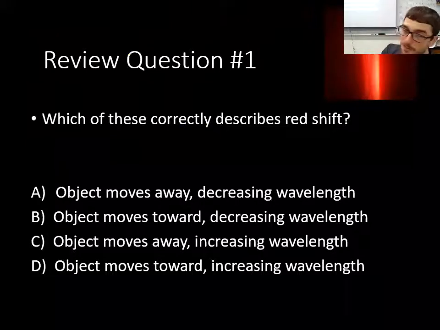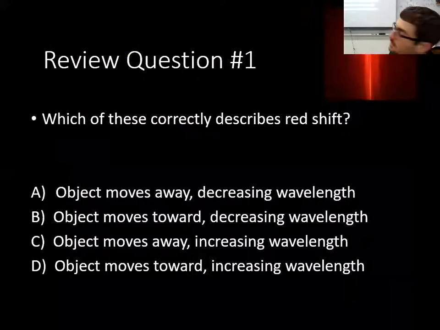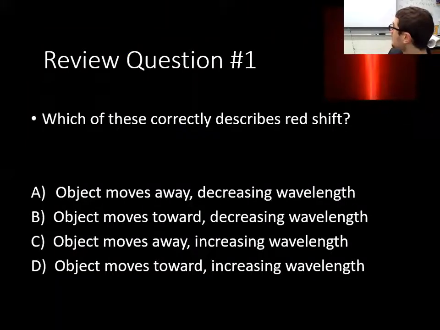All right. Here's our first practice question of the day. Which of these correctly describes redshift, right? When objects appear red or orange. Okay. Is it A, objects move away, decreasing wavelength? B, objects move toward, decreasing wavelength? C, objects move away, increasing wavelength? Or D, objects move toward, increasing wavelength? What would be the right answer regarding redshift?